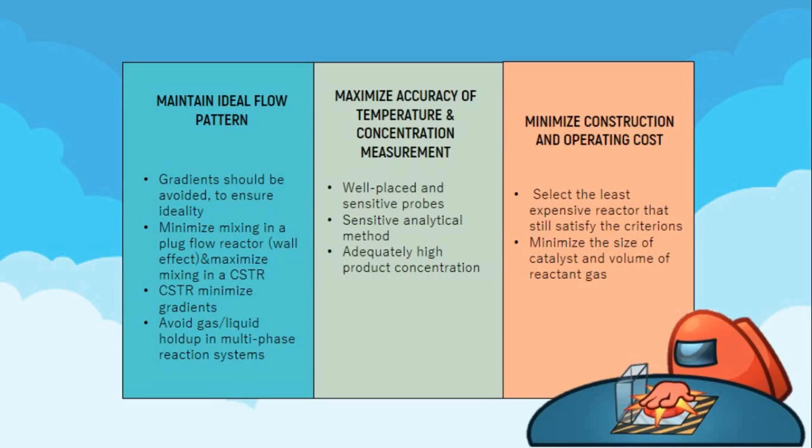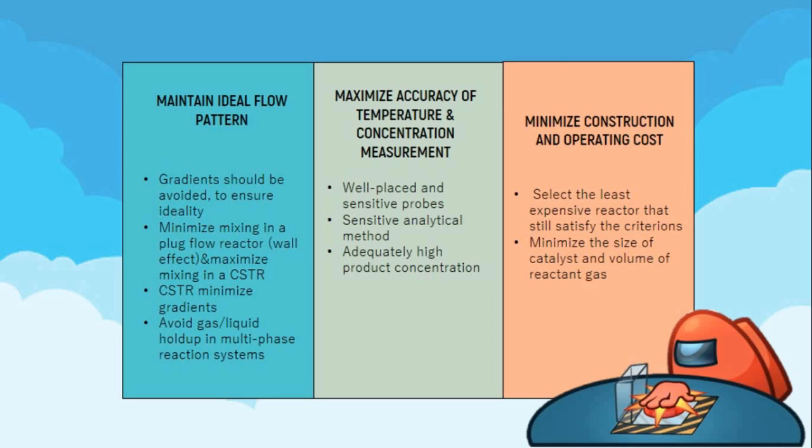The sixth criteria is maximize accuracy of temperature and concentration measurement. We must place well and use sensitive probes in the reactor to detect and measure the temperature and concentration. We should use sensitive analytical methods and we should be able to produce sufficiently or adequately high product concentration.